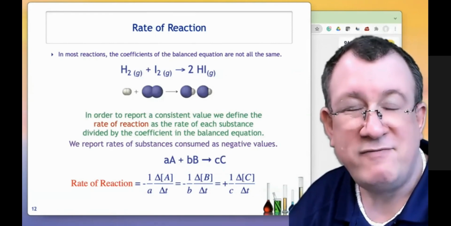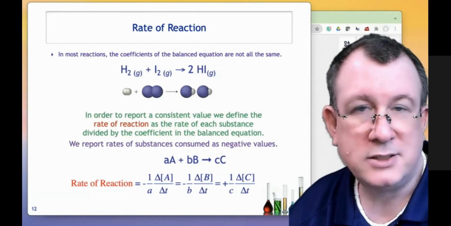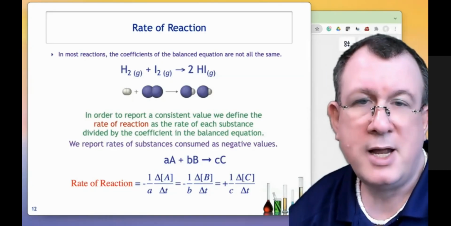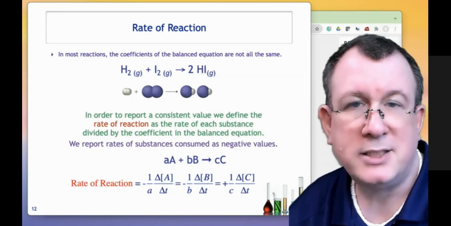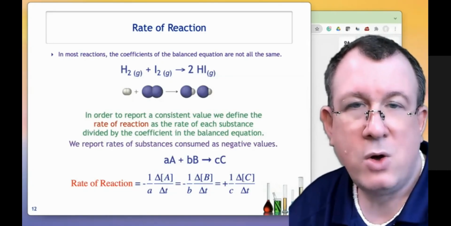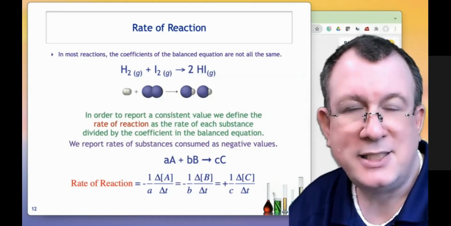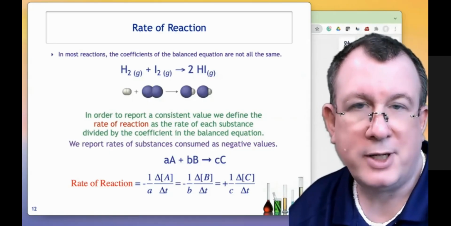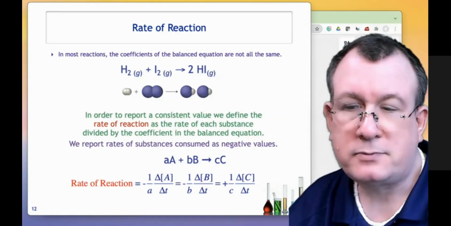Now, if they gave me the rate of hydrogen being consumed, they told me the rate of hydrogen is -2 molar per second. What would I do to that to get this overall number, this rate of reaction?